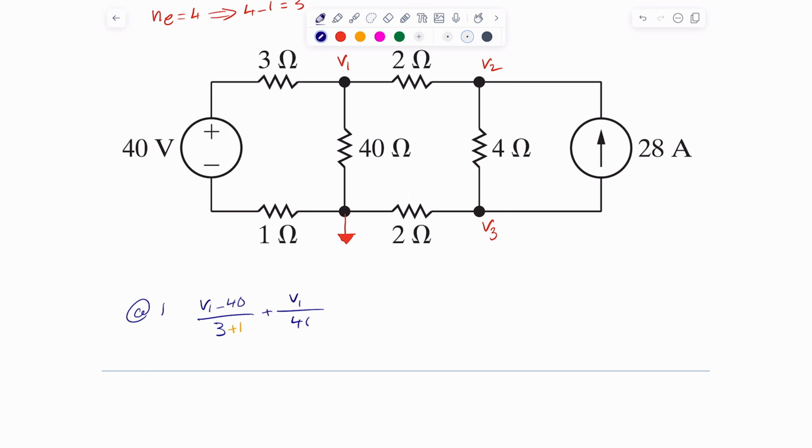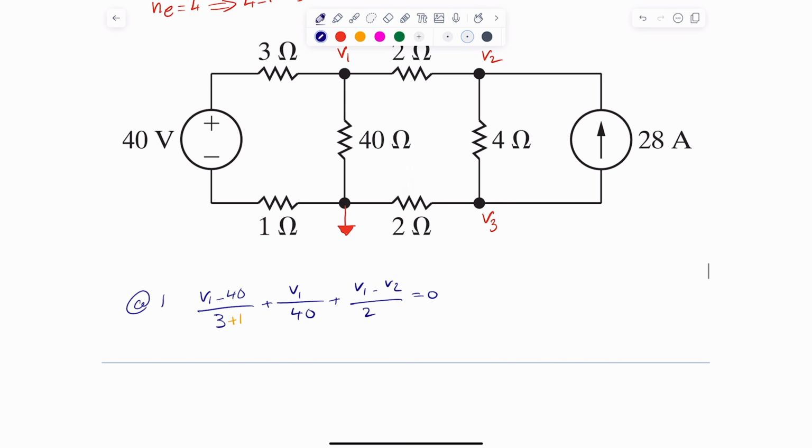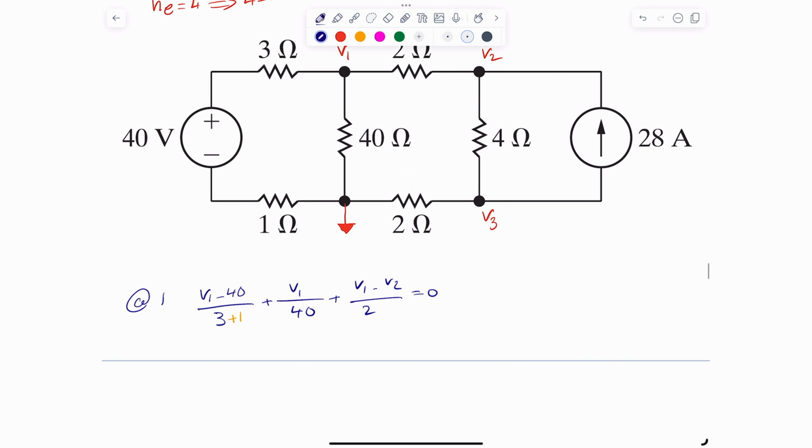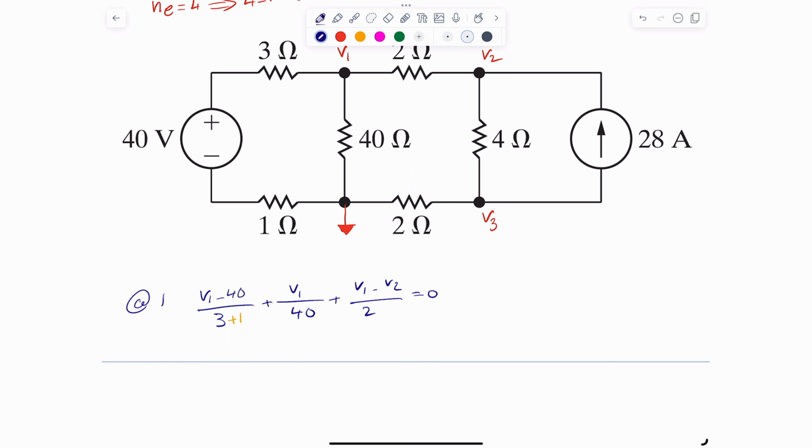And then we have this particular current in here. And that will be plus V1 minus V2 divided by 2. And that should be 0. So that's the first KVL equation. We can just clean it up a little bit, and I believe we'll end up with 31 V1 plus negative 20 V2 plus, I believe there's no V3, but I'll just write 0 V3 equals 400.